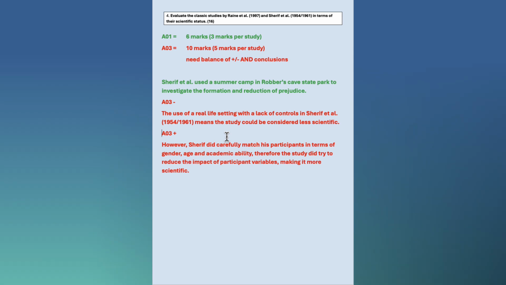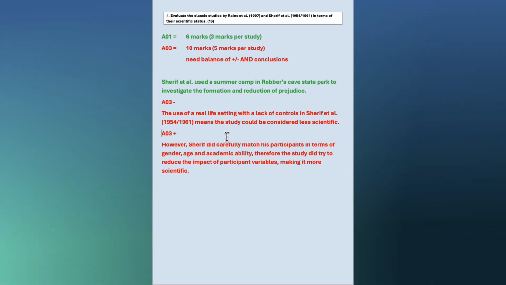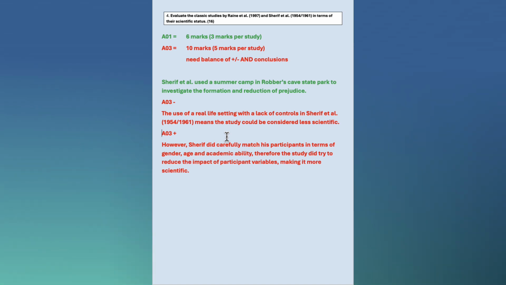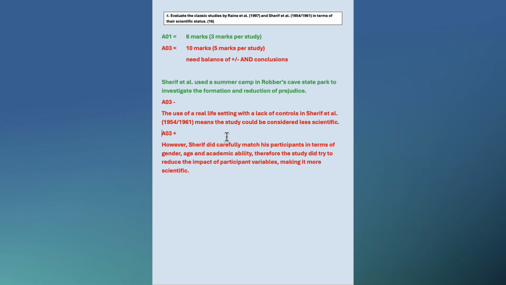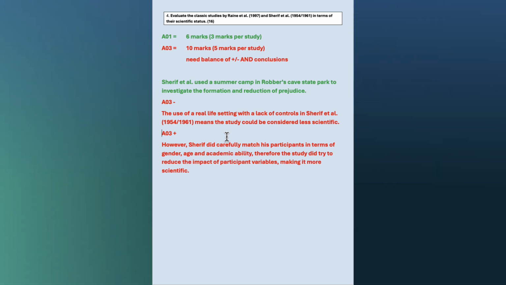And that shows the examiner that you are, first of all, understanding how controls here can be positive and negative. So there's controls here in terms of participant variables, but there's fewer controls in terms of it being a real life setting. You've shown both sides of this argument. So you've got some balance in your AO3, and it's also showing that you understand this study because you're talking about that careful matching up in gender, age, academic ability. So it's not generic.